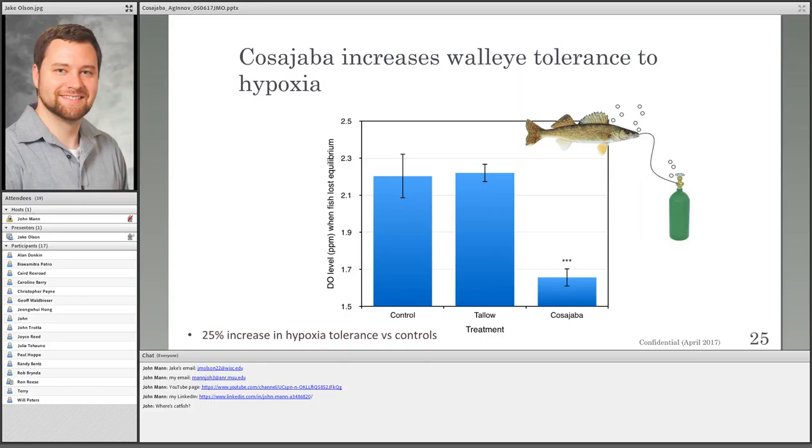So we wanted to further investigate a little bit of the stress tolerance effects going on here. So we actually set up a legitimate trial where we wanted to really look into some of the effects of Cosajaba on hypoxia. So we dropped the dissolved oxygen level in a controlled manner for these walleye on different diets. And what we saw was that the Cosajaba-fed walleye actually had a 25% increase in tolerance over the controls.